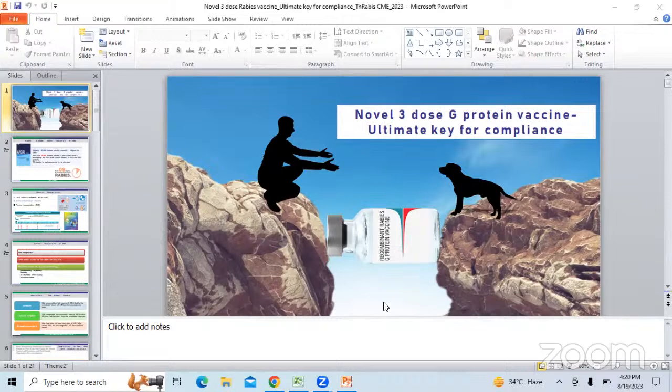So, how does rabies happen? It happens due to a dog's bite. But in India, some cases have also been reported which happened due to monkey and cat bites.